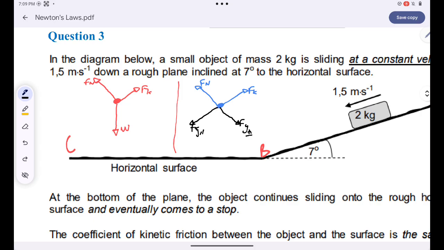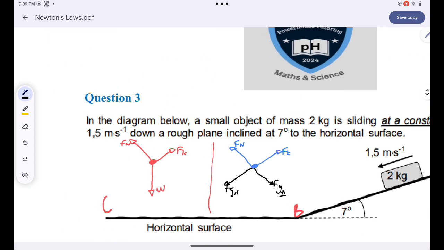I can either draw my free body diagram like this or like this, but I'll still get the same marks, né? But please, guys, do not leave your forces like this. Please write in full: normal force, kinetic friction, force of gravity parallel, force of gravity perpendicular, like that, né?